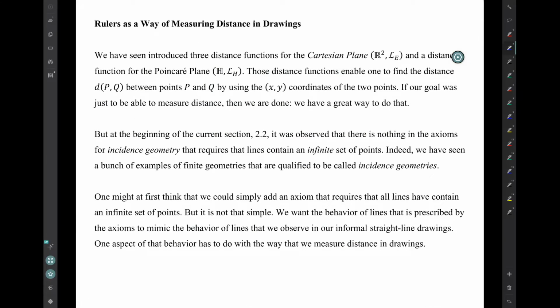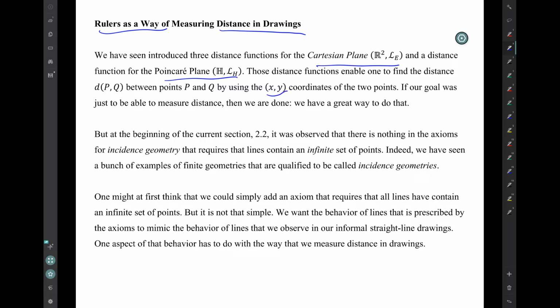Now I want to discuss rulers as a way of measuring distance in drawings. So we've introduced 3 distance functions for the Cartesian plane and a distance function for the Poincare plane. Those distance functions enable us to find the distance between points using the xy coordinates of the points. If our goal was just to be able to measure distance, then we'd be done. We have a great way to do that.